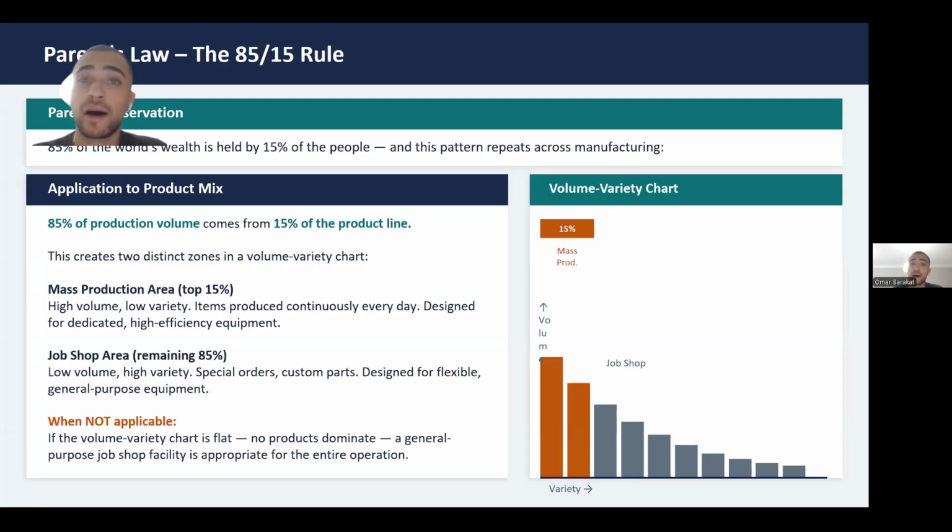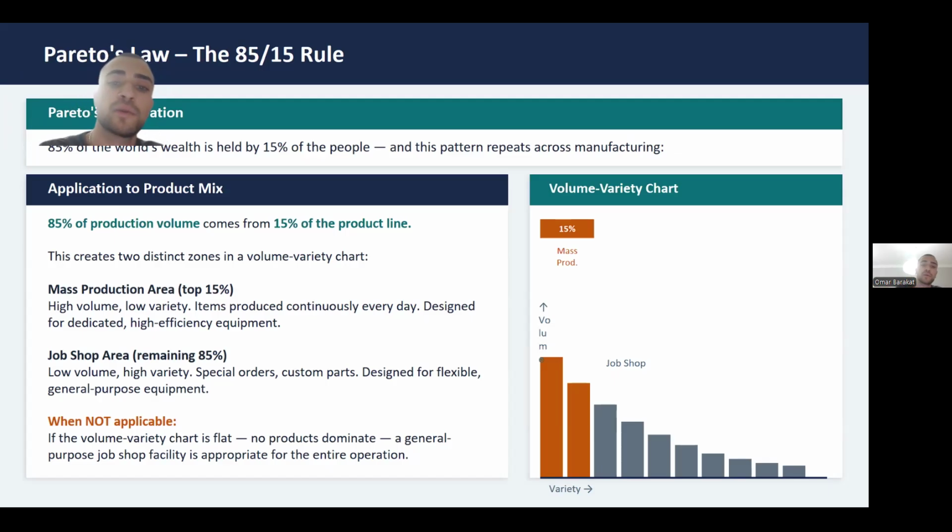Sort your products from highest to lowest volume and then plot them. You'll see a steep drop. A few products dominate, then a long tail of low volume items. The steep part is your mass production area. High volume, low variety, justifies dedicated specialized equipment. The tail is your job shop. Low volume, high variety, needs flexible general purpose equipment.